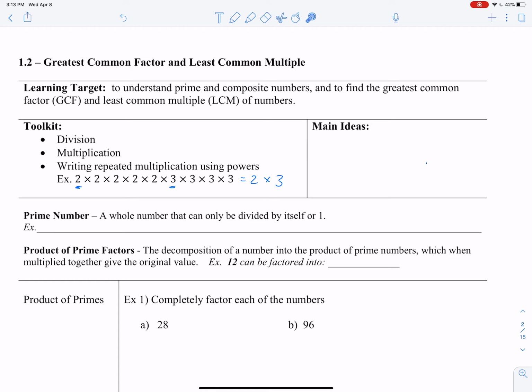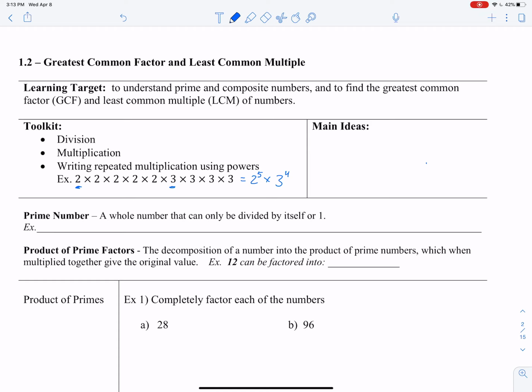Then we're going to count the number of 2's that we have. So we have 1, 2, 3, 4, 5. We have 5 2's. So I'm going to write 2 to the 5. And then we're going to count the number of 3's that we have. 1, 2, 3, 4. So we have 3 to the 4. Okay, so that's how you would simplify this using powers.